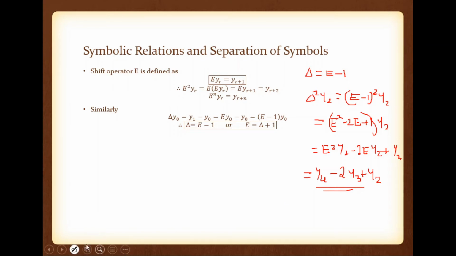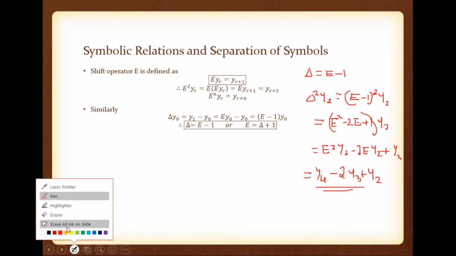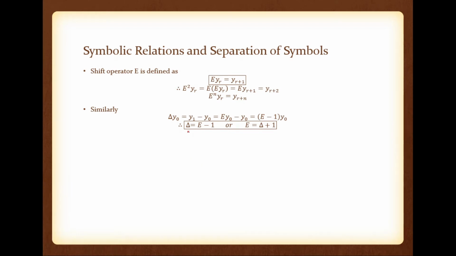Okay. So please note, if you are able to remember delta equal to E minus 1, we can solve almost everything. So delta equal to E minus 1. So we can write delta cubed y0. Delta cubed y0 is equal to (E minus 1) all raised to 3, y0. That is equal to E raised to 3 minus, expanding this, E raised to 3 minus 3E raised to 2 plus 3E minus 1, into y0. We have to multiply with y0.